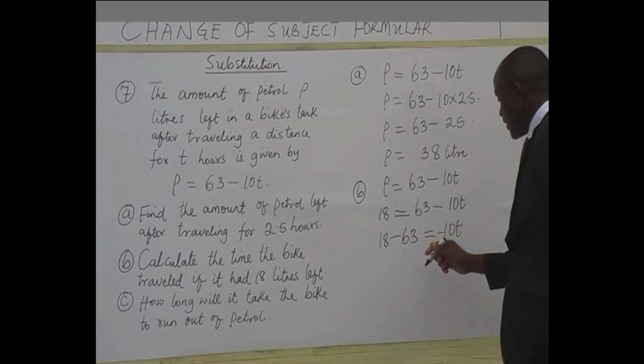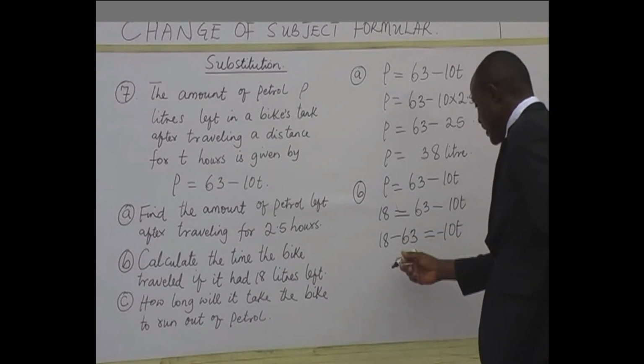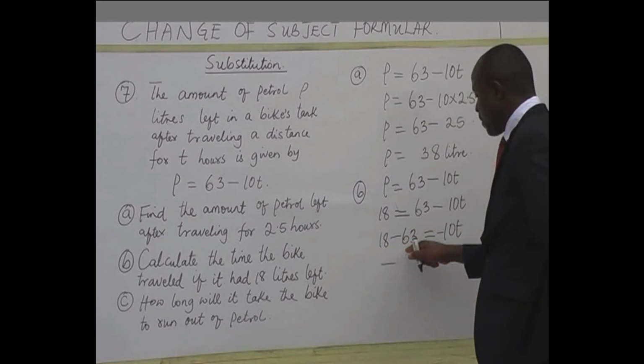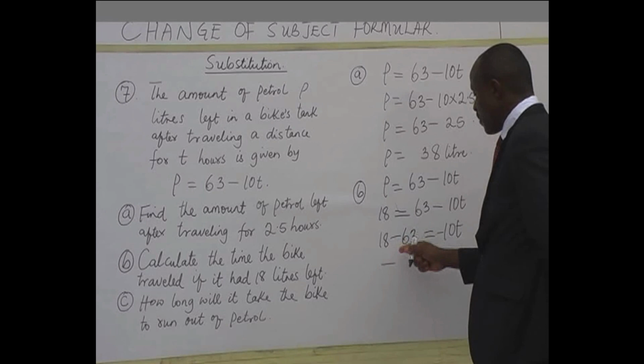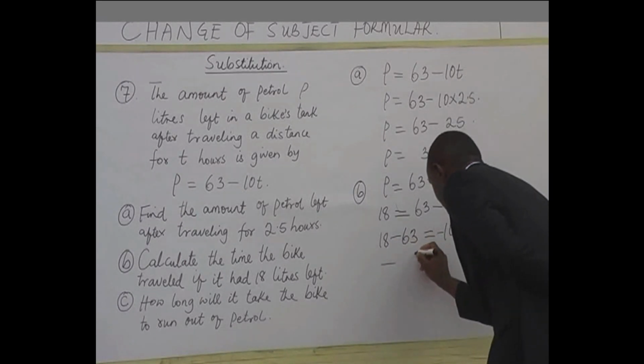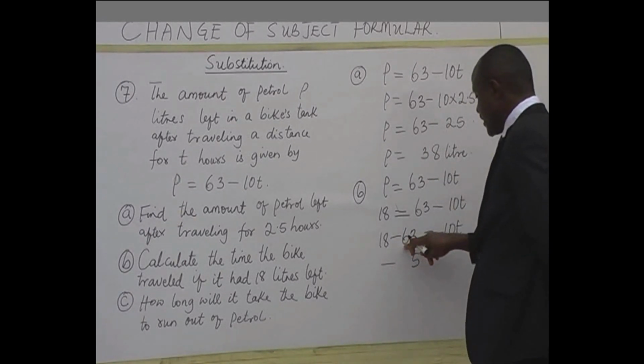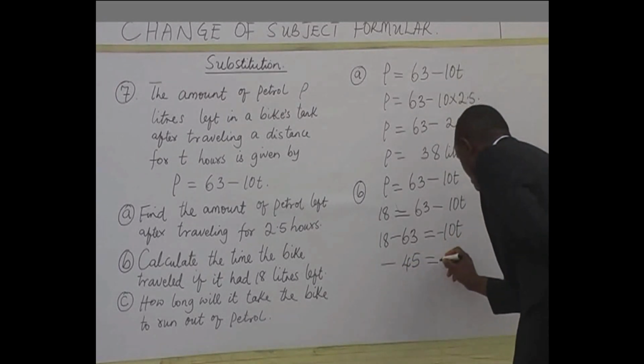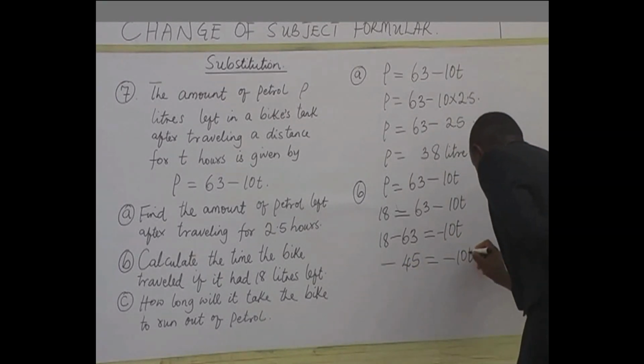If you subtract 63 from 18, it is just minus what you will get by subtracting 18 from 63. I want to subtract 18 from 63. The only thing is that whatever we have will be minus. Remove 1 and put it here, you have 13. If you remove 8 from 13, 5 will remain. This will remain 5. 5 minus 1 will give you 4. So we have minus 45 is equal to minus 10T.